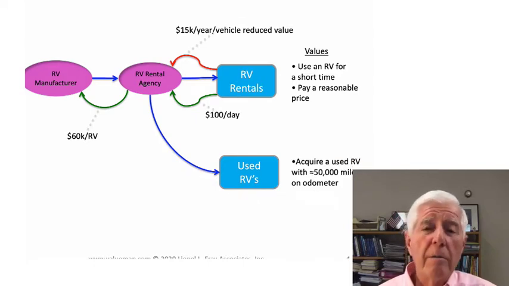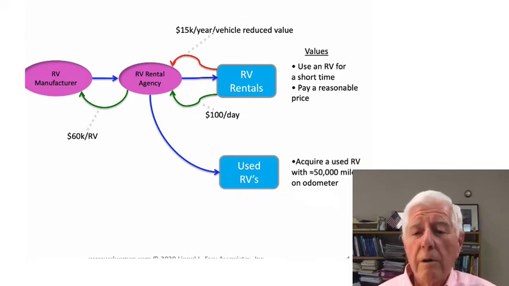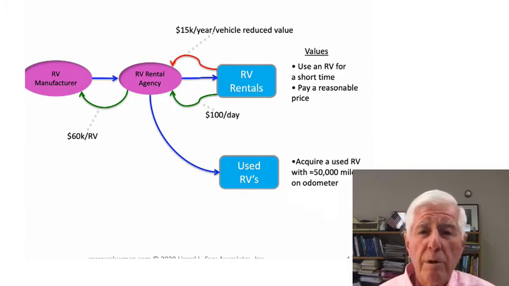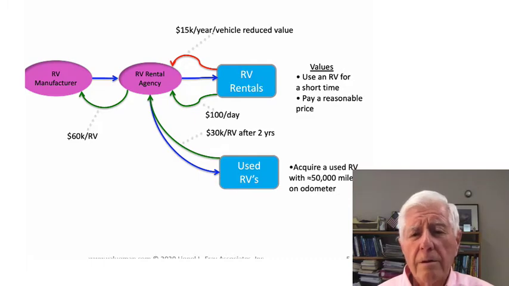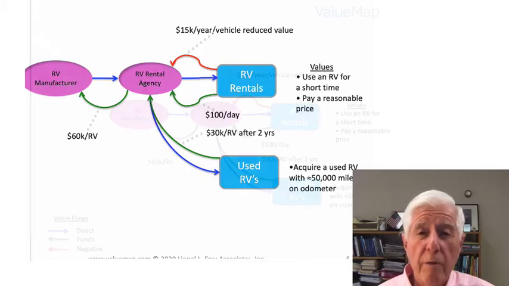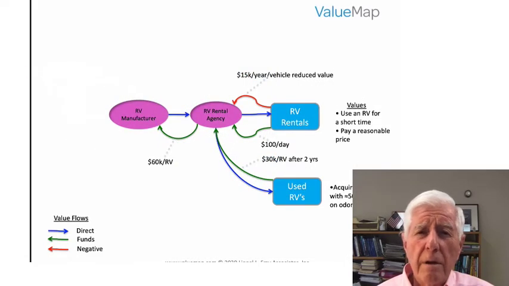And the people who buy them, their values are, we want to acquire a used RV, typically will be 2 years old and have about 50,000 miles on the odometer. And typically they'll pay about $30,000 per RV after the 2-year period. So roughly every 2 years there's a turnover in this business. So this is the basic value map of the business in the simplest form. But now if we dig a little deeper, let's go upstream.